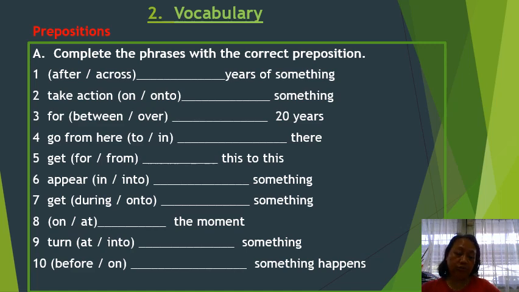Eight, on the moment, at the moment. Nine, turn at something, turn into something. Ten, before something happens, on something happens. Okay, so you underline the correct prepositions.